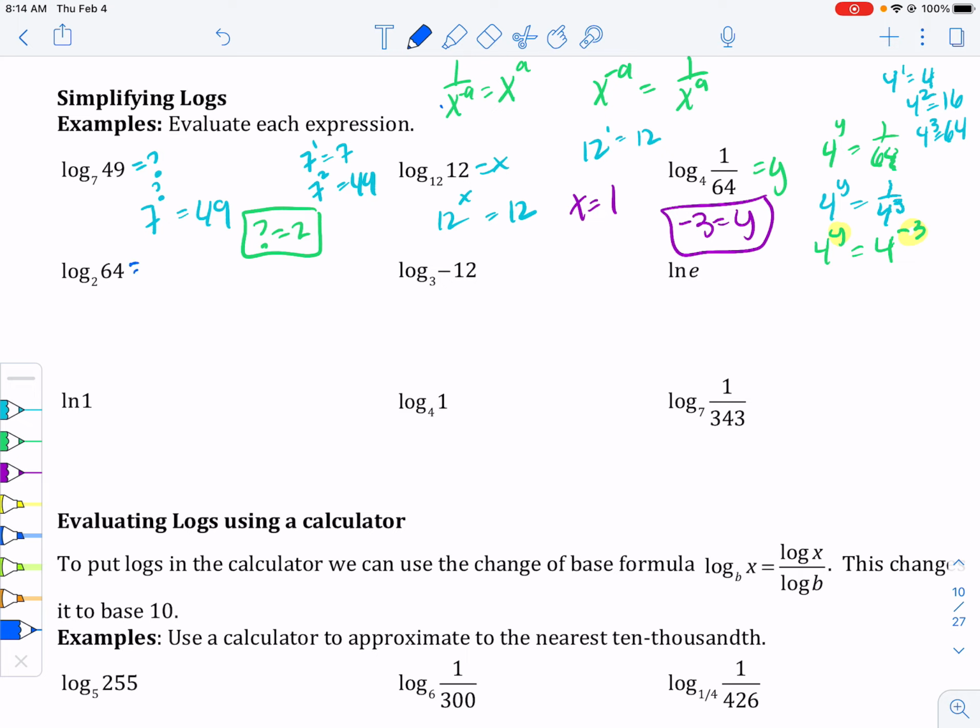Okay, so we would do 2 to some power equals 64. So I've got 2 to the first is 2, 2 squared is 4, 2 cubed is 8, 2 to the fourth is 16, 2 to the fifth is 32, 2 to the sixth, oh, finally, 64, right? So we had to go a little bit further on this one to figure it out. So 2 to the 6th is 64, so our answer is 6.